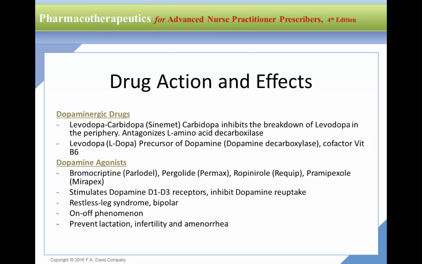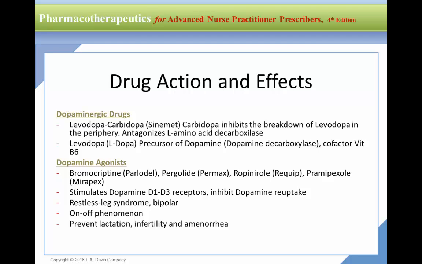Now, dopaminergic drugs that could be used for Parkinson disease would be levodopa carbidopa, which is Sinemet. Basically, what it does is inhibit the breakdown of levodopa in the periphery, and those antagonize the carboxylase, and having more dopamine at the level of the central, at the level of the synapses, and is a precursor of dopamine.